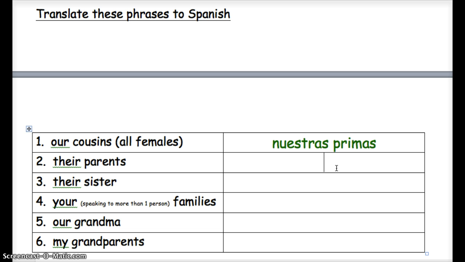Their parents. Su is there. Don't make it sus right away because you're thinking, oh, there, more than one person. No, let's look and see what it is they have. Parents. Well, parents is plural. So you're going to make that plural. So they match. Sus padres. And if it wasn't clear from the context, remember you'd say los padres de ellos.